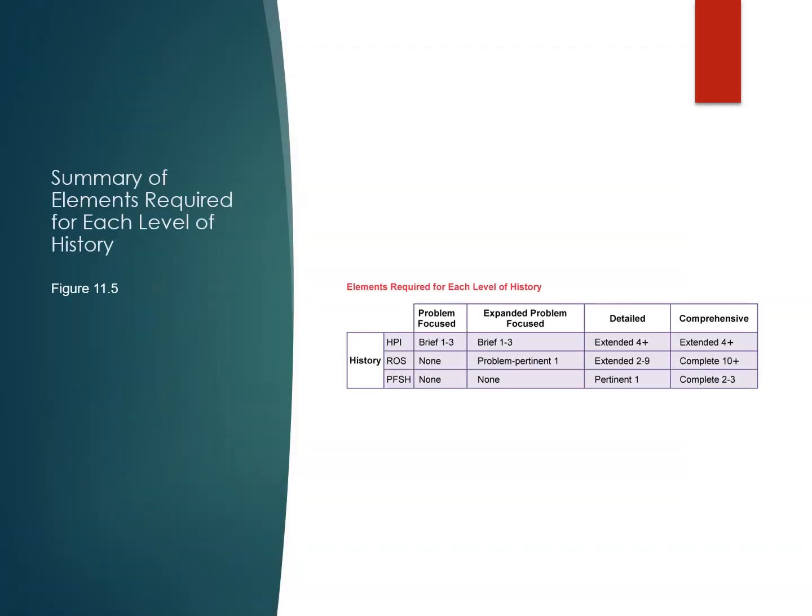And here we go. This is a summary, and you have this little chart in your book, so you can see here. We're just talking about history here. You have the problem focused here, expanded problem focused, detailed, and comprehensive. And here you have your history of your present illness, and it tells you brief, 1 to 3, brief. You can see detailed and comprehensive have 4 or more. Then the review of systems. With the problem-focused history, there's no review of systems. And then the PFSH here.